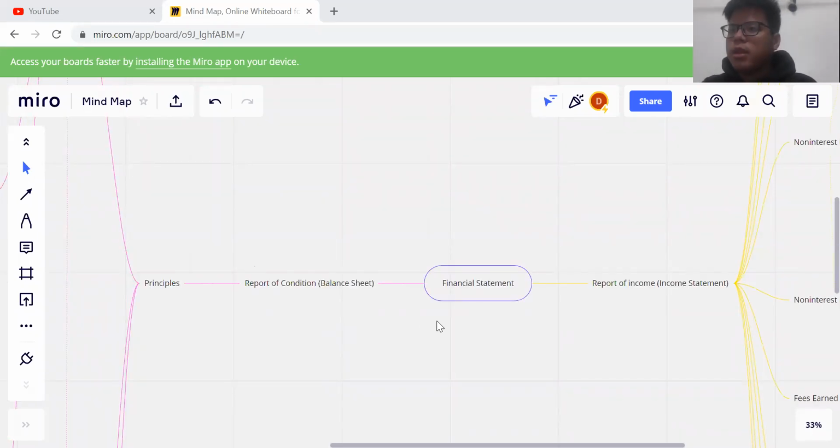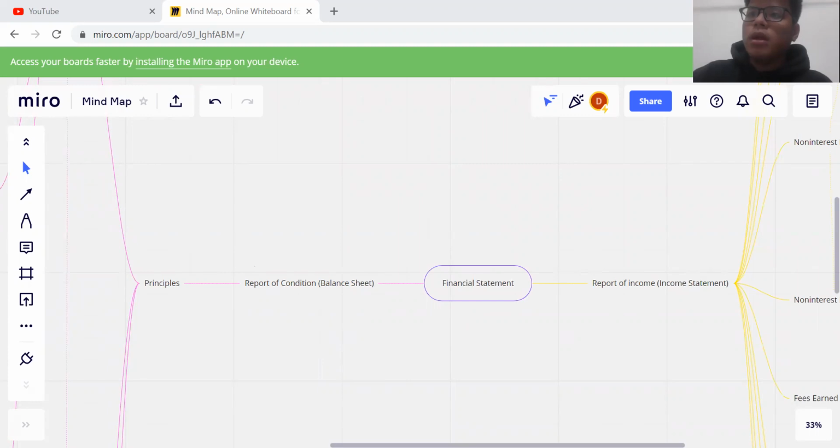In the financial statement, I divide it into two parts. First, the report of condition, or we can call it the balance sheet. The second is the report of income, or we can call it the income statement. Let's begin with the report of condition, the balance sheet.